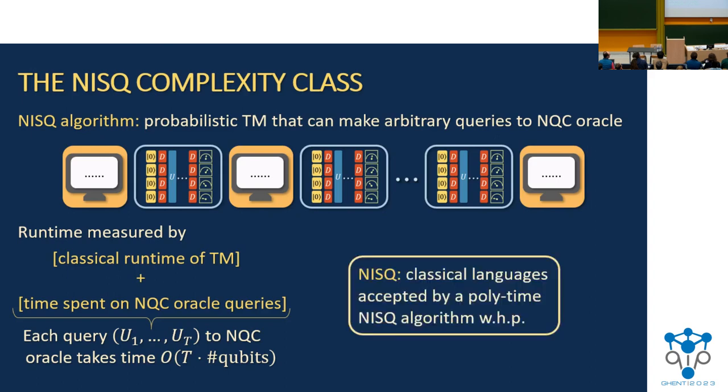Okay, and so now we're ready to define our complexity class. This is just the class of all languages that are accepted by a polytime NISQ algorithm with high probability, where polytime refers to the runtime defined here.